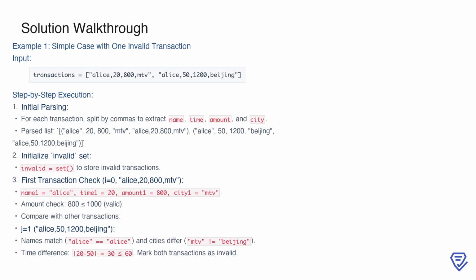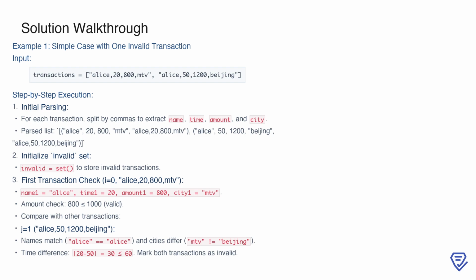Here, we begin with a simple example to demonstrate how invalid transactions are identified. The input consists of two transactions for Alice. First, we parse each transaction, extracting the name, time, amount, and city fields while keeping the original transaction string for reference. This gives us a structured list of parsed transactions.